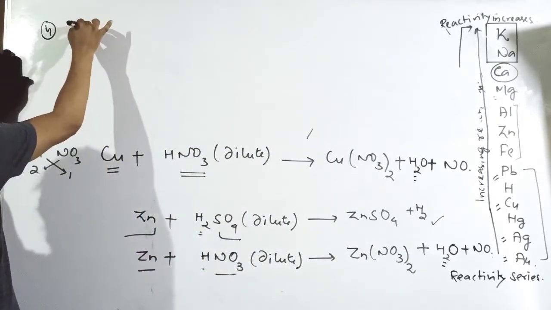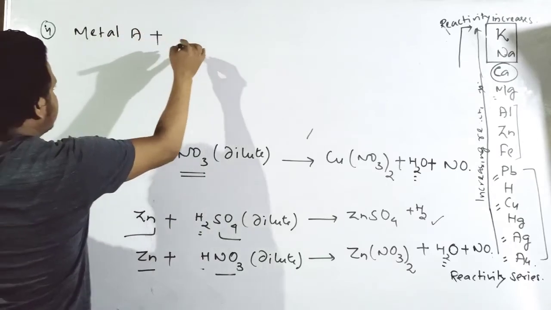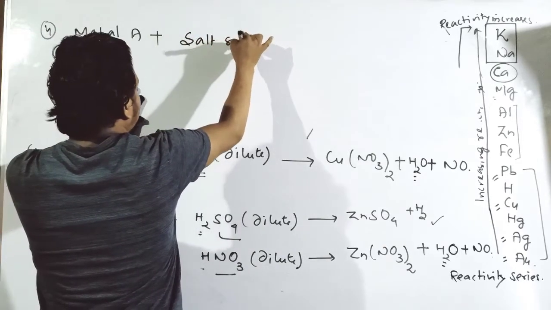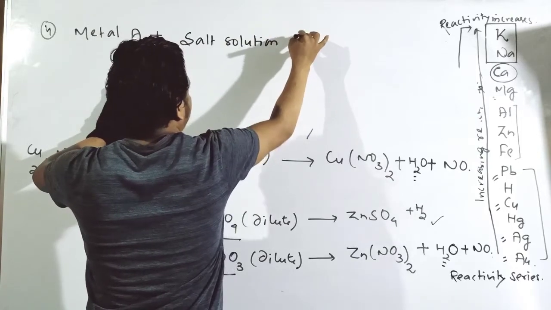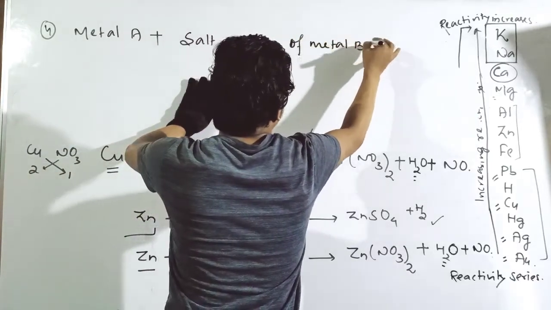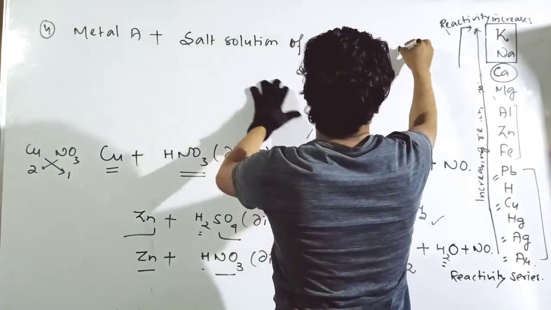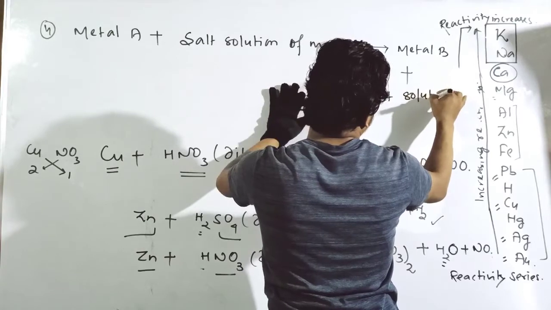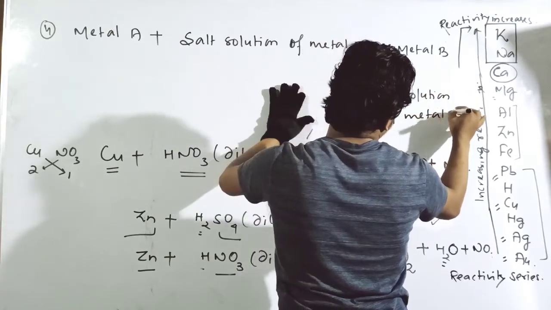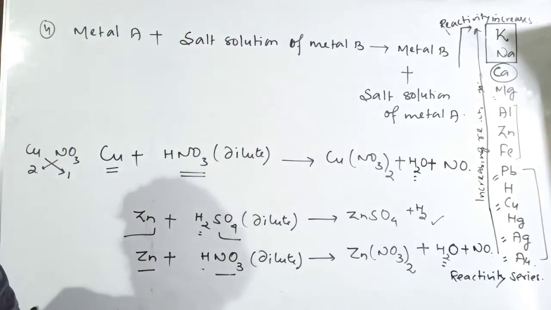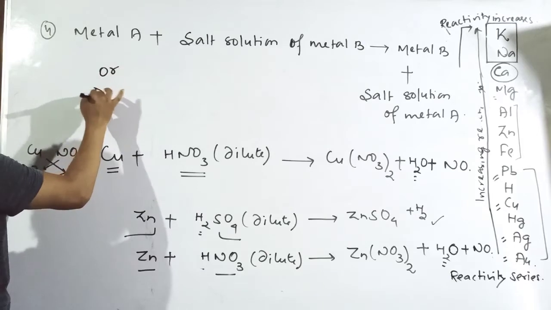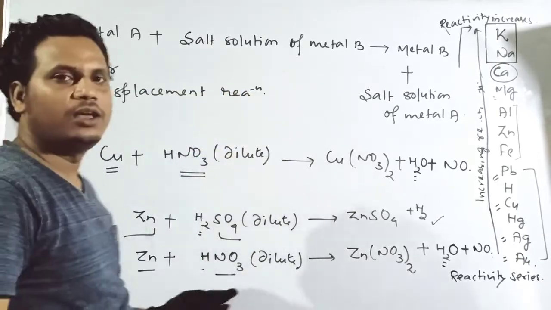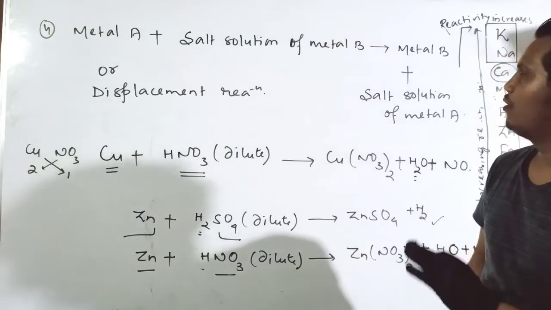Suppose there are two metals, metal A plus salt solution of metal B. Then it will give us the product, metal B plus salt solution of metal A. Means there will be a displacement reaction. So you can say simply it is a displacement reaction.